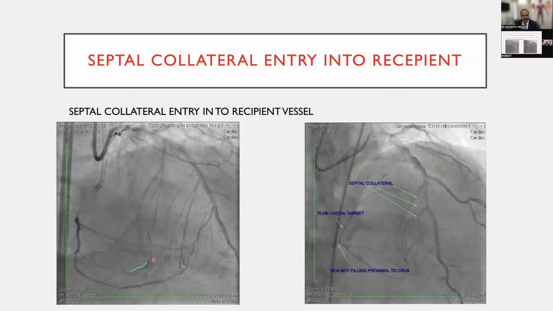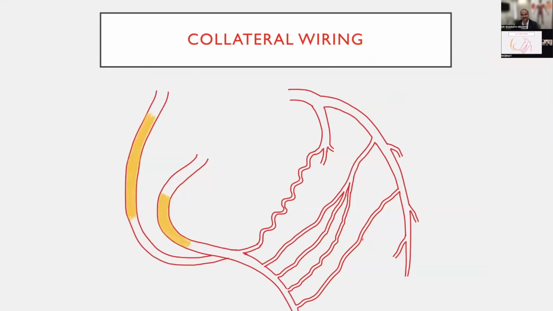And entry into the recipient vessel is again very important. You can see here how the septal collateral is entering into the PDA. It's almost like a reverse loop. So here your wire only goes distally, you can't go proximally. This kind of entry is quite good, where your wire goes into the proximal RCA. You can also see here the PDA is almost coaxial with the PLVB. It is very difficult to turn your retrograde wire into the proximal RCA. So be mindful of such angulations, which make your retrograde more and more difficult.